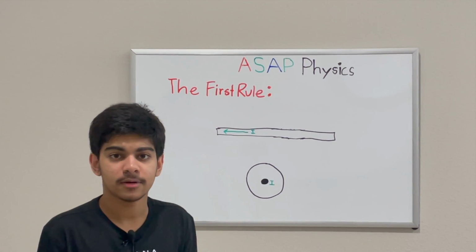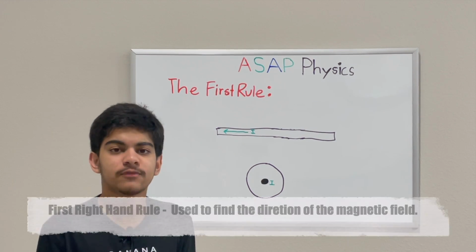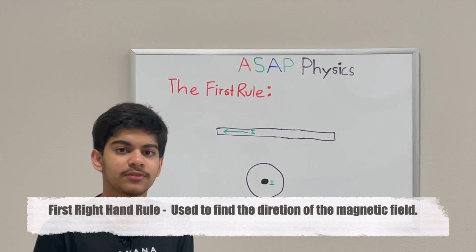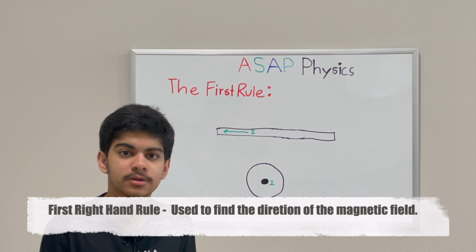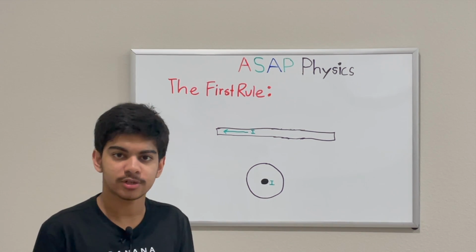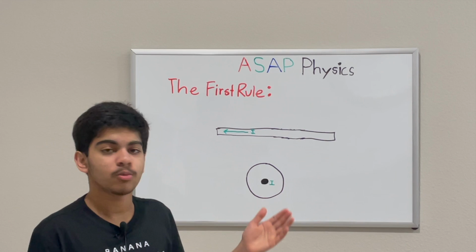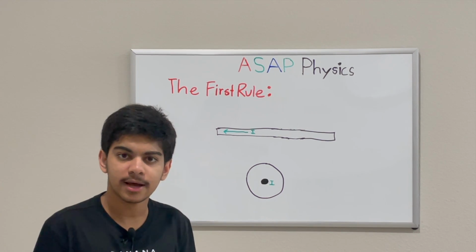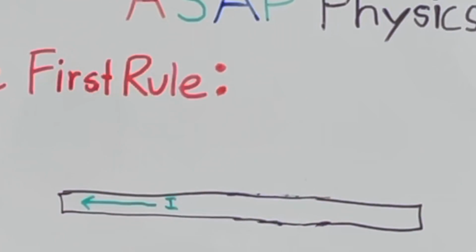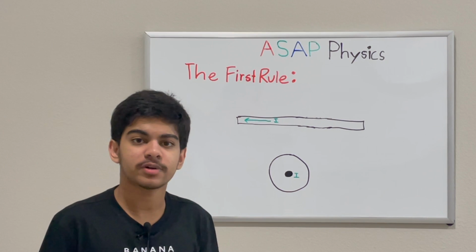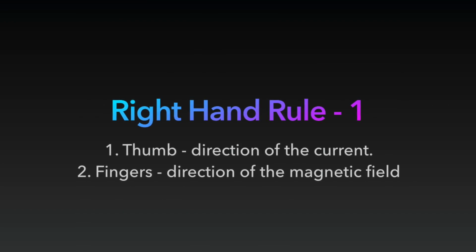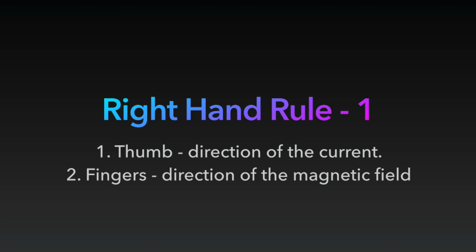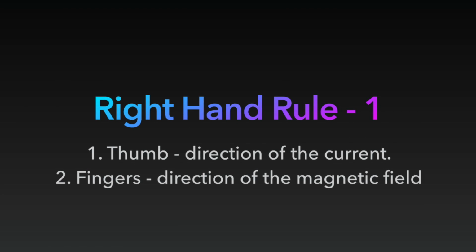First, let's talk about the first right-hand rule. The first right-hand rule is used to basically figure out the direction of the magnetic field when a current is passing through a straight wire. As you can see here, we have a current that is represented by the letter I moving towards the left side of the wire. Now, the first right-hand rule states that the thumb represents the direction of the current, while the fingers represent the direction of the magnetic field.